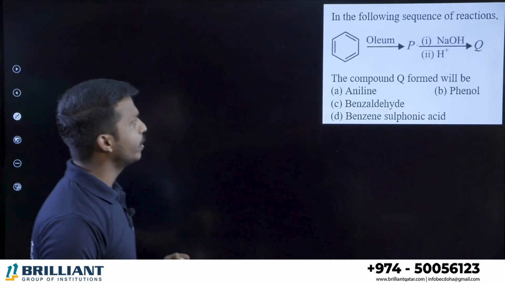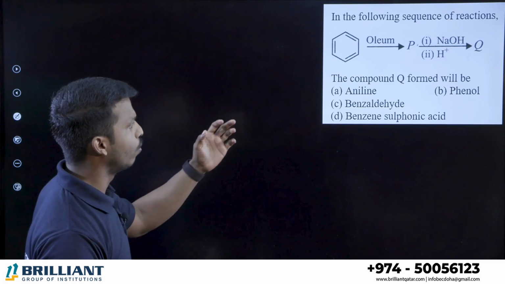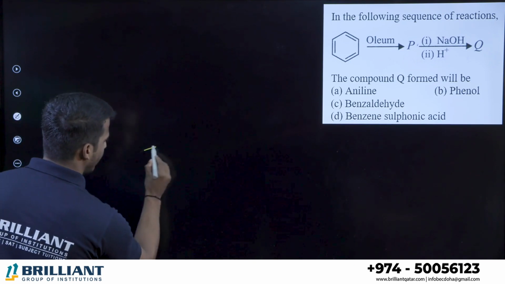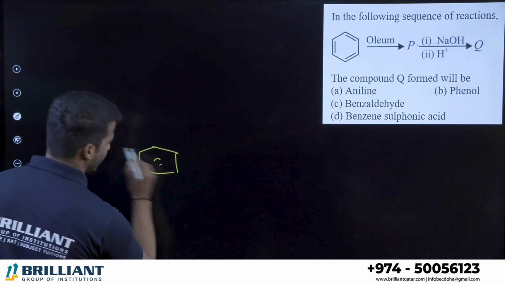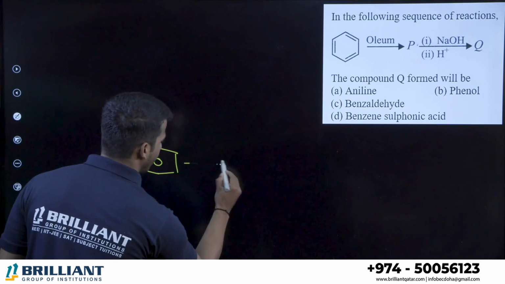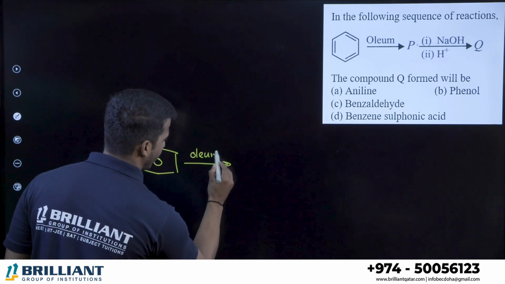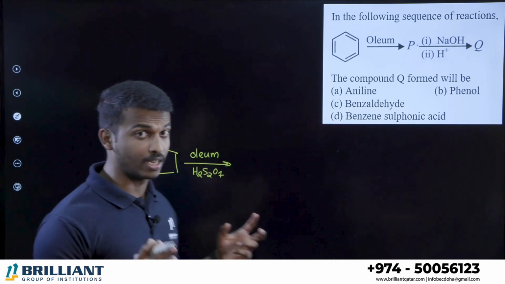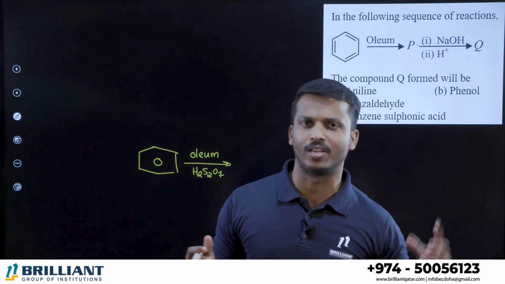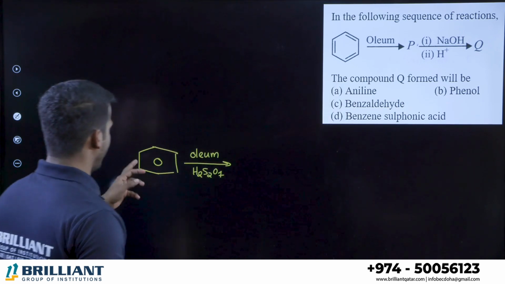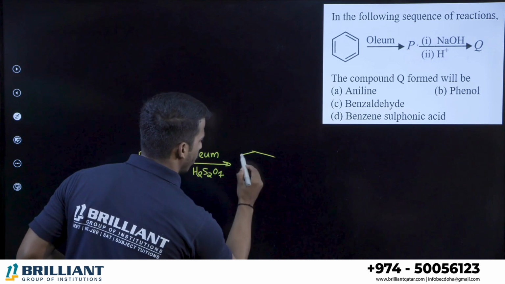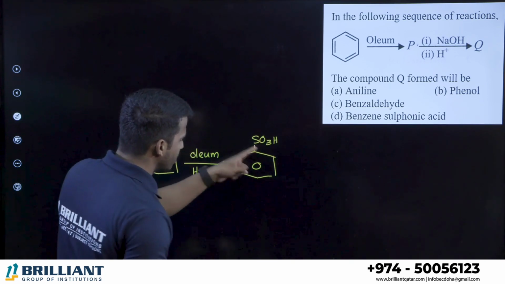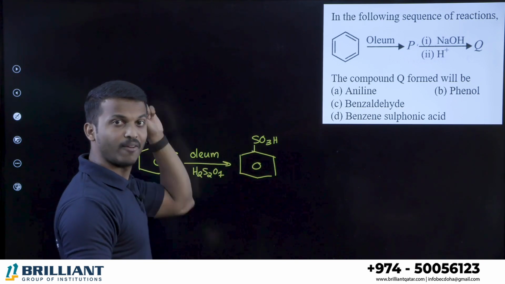Next one, let's go. In the following sequence of reactions, identify the compound Q. We have to find out the final product. Easy method: the starting material is benzene. Benzene is treated with oleum. You know what oleum is, right? H2S2O7, fuming sulfuric acid. You may study the structure in the p-block chapter. Benzene on oleum gives benzene with SO3H, benzene sulfonic acid.